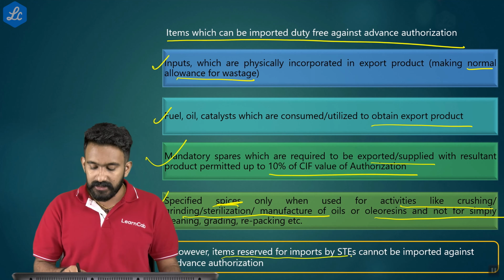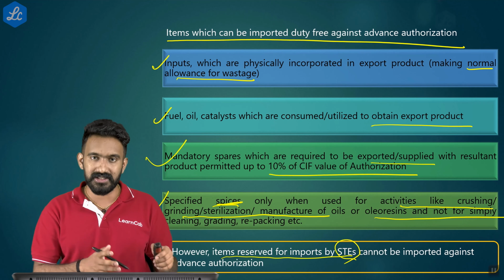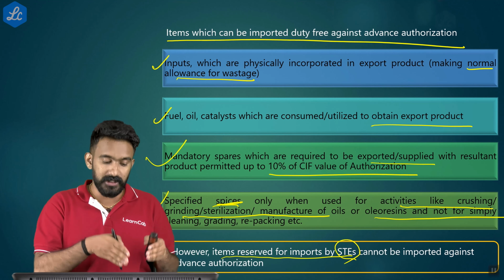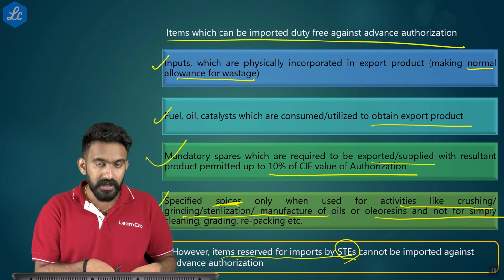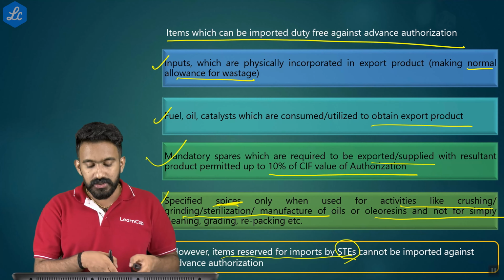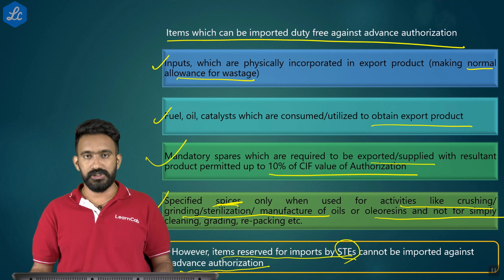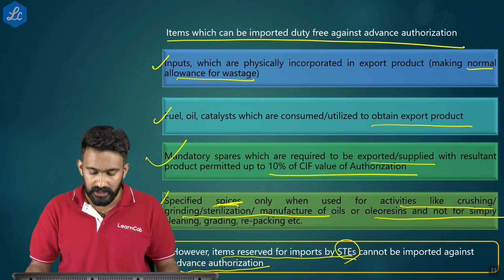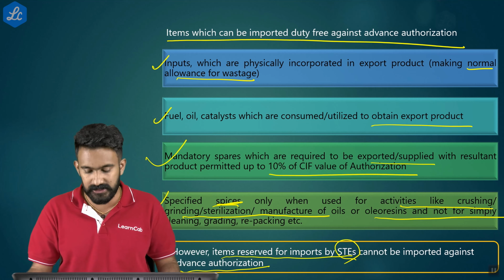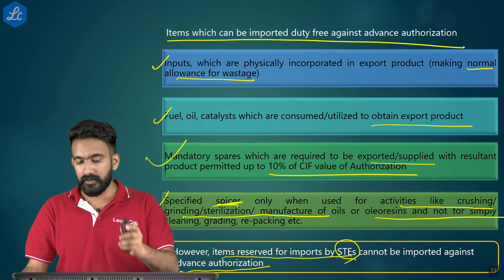There are certain items reserved for state trade enterprises. We had discussed what a state trade enterprise is. We have said that there are certain exports and imports which are free but can be done only by STEs. So items reserved for STEs cannot be imported against advance authorization. That cannot be imported with an advance authorization because it's already reserved for STEs. So these smaller things can be picked as examination questions.